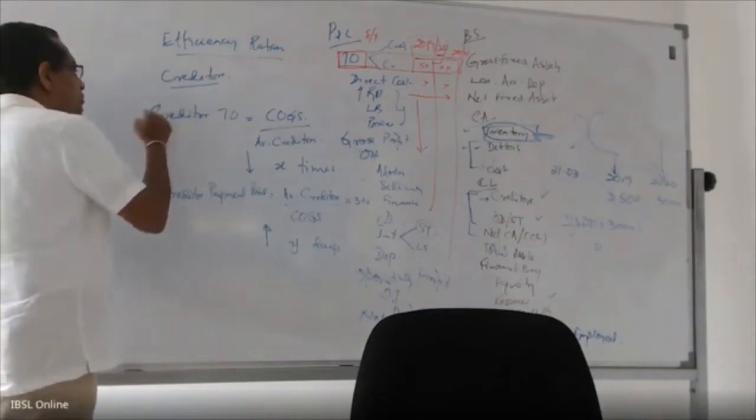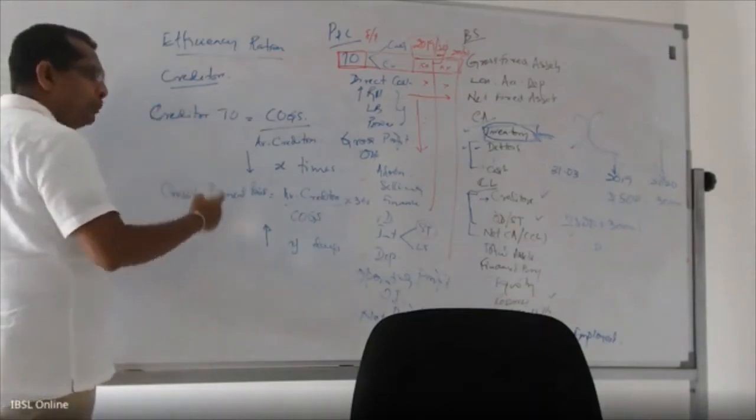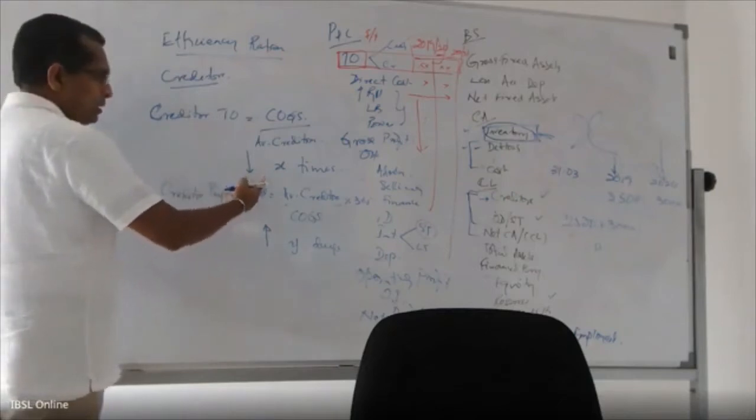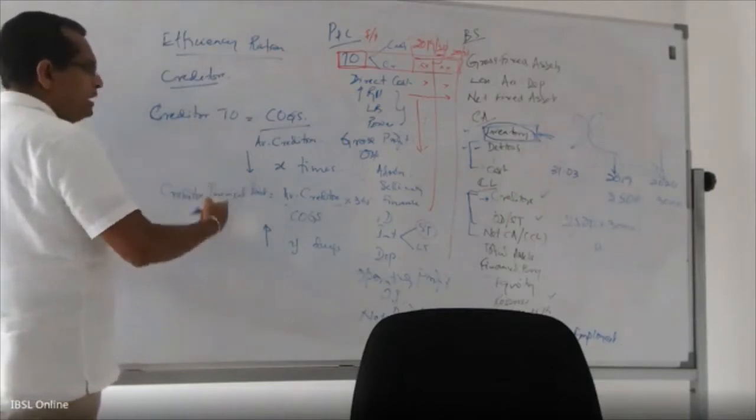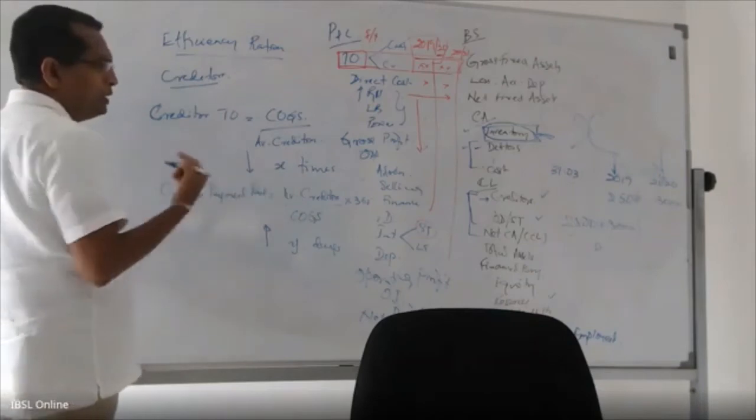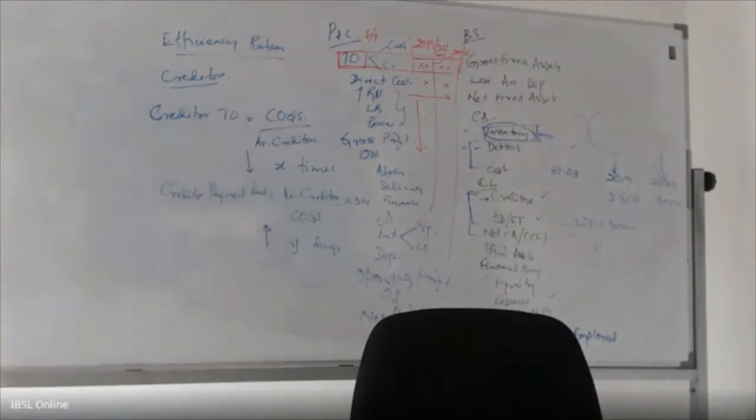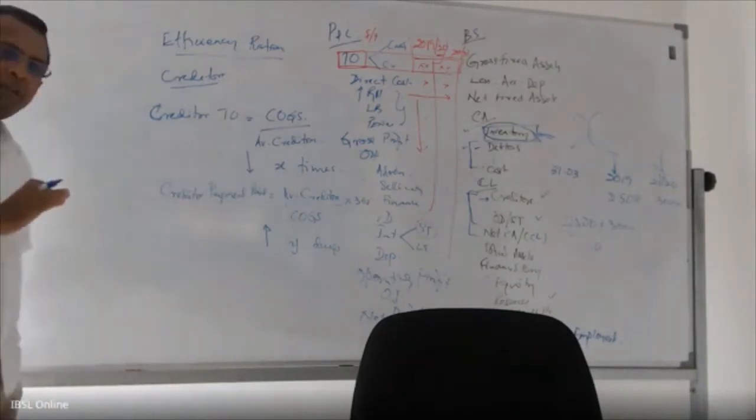How many times per annum do you pay your creditors? On average, how many days do you take to settle your creditors? Right? What does this mean?